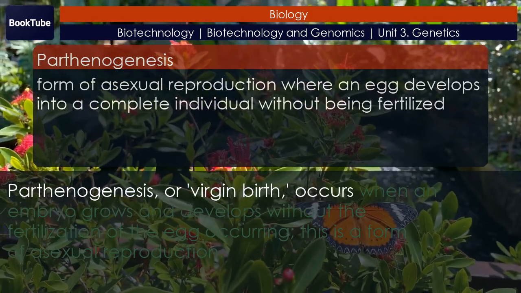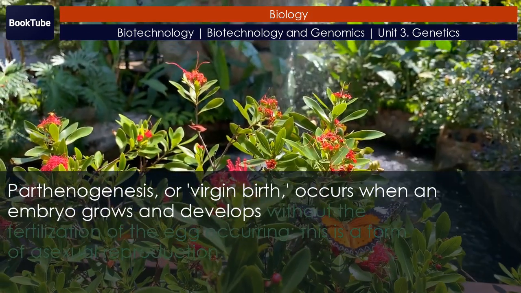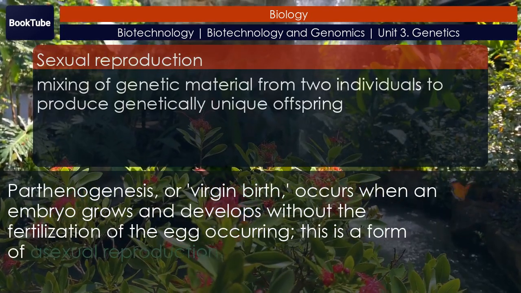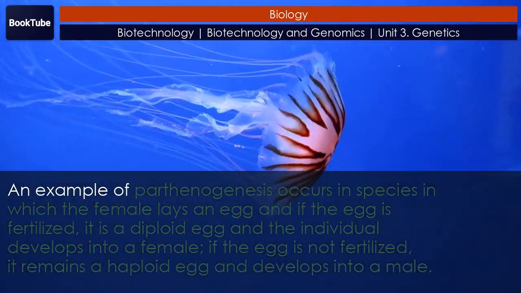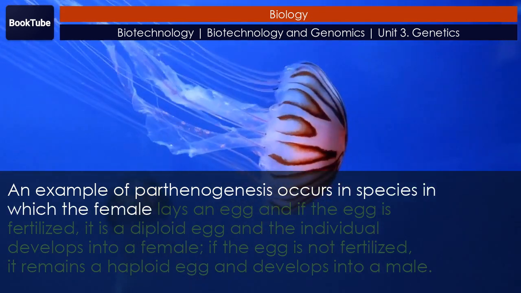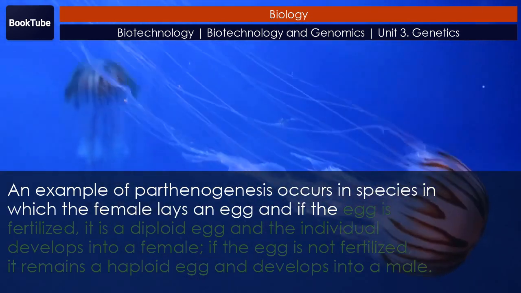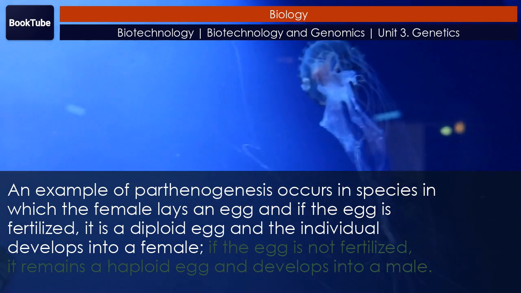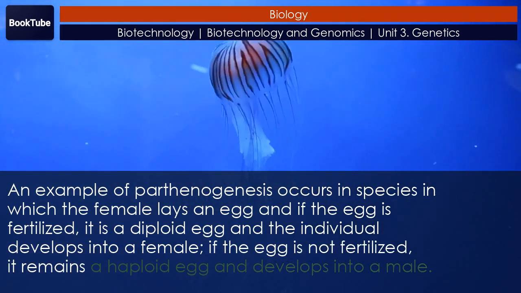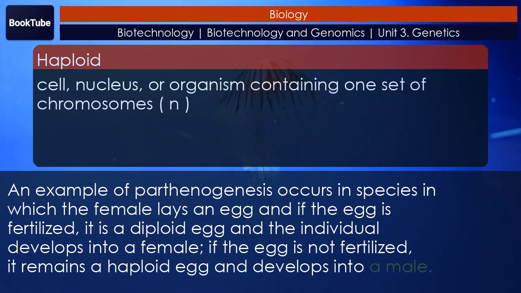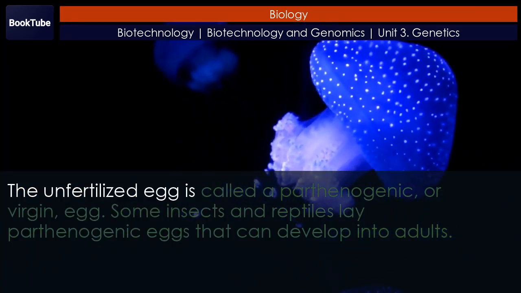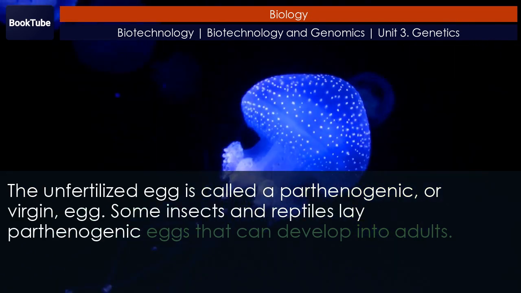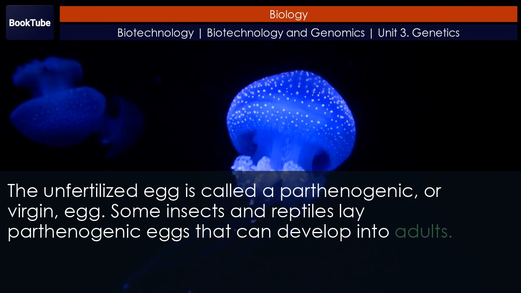Parthenogenesis, or virgin birth, occurs when an embryo grows and develops without fertilization of the egg occurring. This is a form of asexual reproduction. An example of parthenogenesis occurs in species in which the female lays an egg, and if the egg is fertilized, it is a diploid egg and the individual develops into a female. If the egg is not fertilized, it remains a haploid egg and develops into a male. The unfertilized egg is called a parthenogenic, or virgin, egg. Some insects and reptiles lay parthenogenic eggs that can develop into adults.